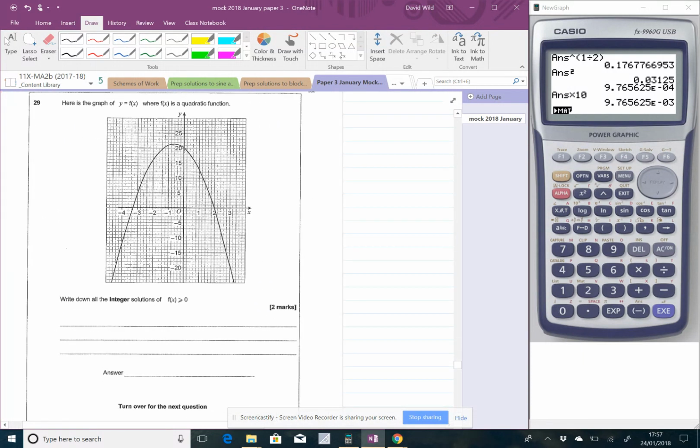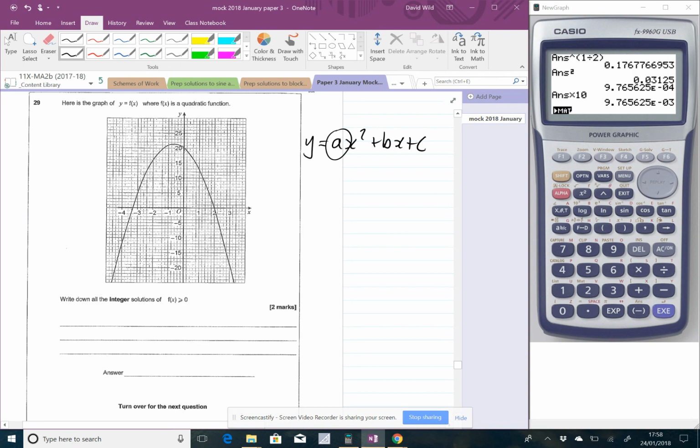Next question. Question 29. Here is the graph of y equals f of x. Now, it's a quadratic. It tells you it's a quadratic. It's an n-shaped quadratic. So actually, its coefficient of x squared is negative. These are the sorts of things that should come into your head. Remember, we've got y equals ax squared plus bx plus c. And a is negative for an n-shape, and a is positive for a u-shape. We might need that, we might not.